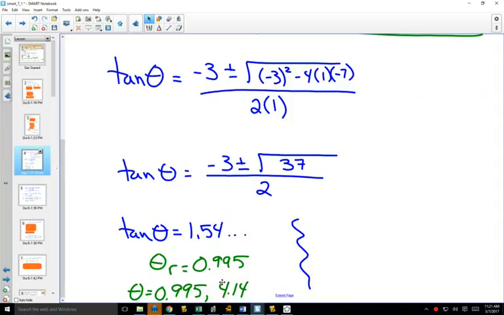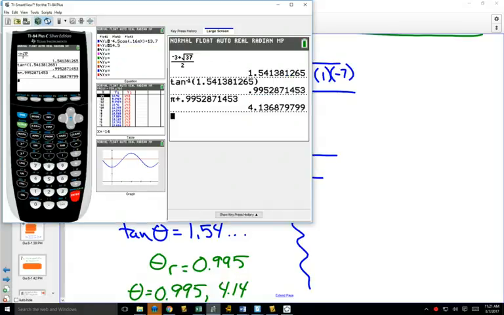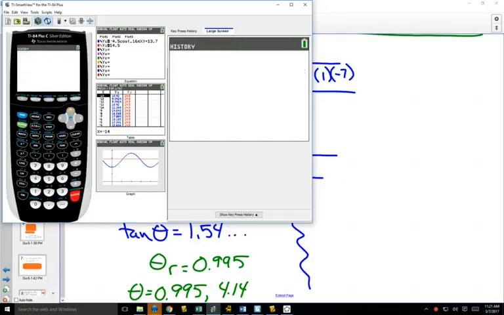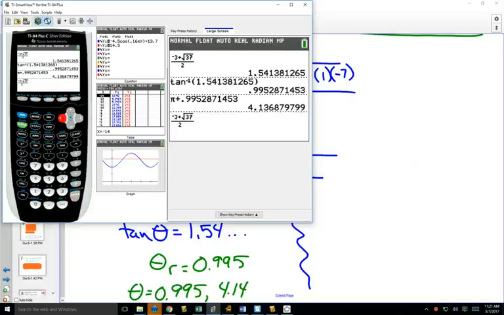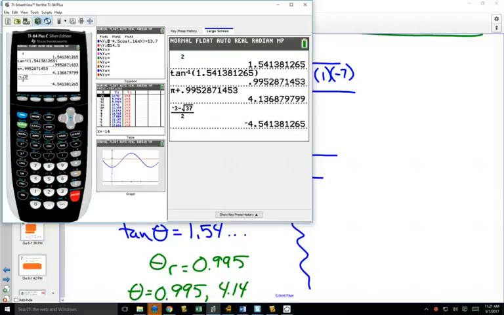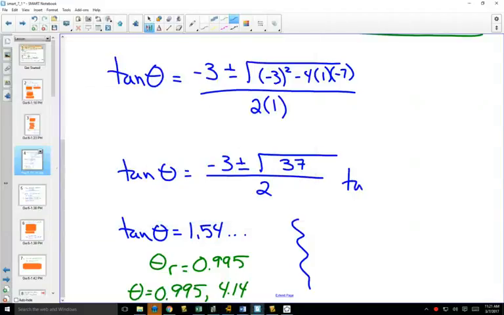Right? Our fraction could also be negative 3 minus the square root of 37. So I go back to my calculator. I could retype it in, or I can go up to it, highlight it, push enter again. It will retype it for me. And then I can just go to that plus sign and change it to a subtract sign instead. And now I get tan of theta equals negative 4.54... I'm going to put dots there to say I'm going to keep all my decimal places.